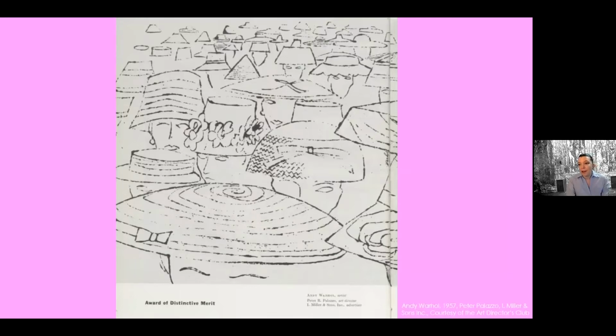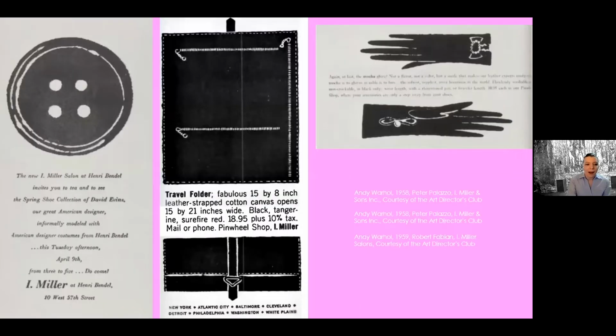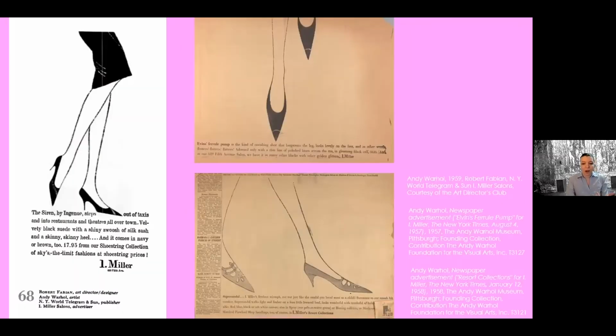So the Art Directors Club recognized several I. Miller ads that were about other accessories sold by the company. Warhol won an award of distinctive merit for this hat illustration, and then you see gloves and wallets and things like that. But in a lot of very minimal illustrations that don't necessarily show the details of the products themselves, he's still showing the style and personality of the brand without emphasizing the details of the individual products. And then that goes along with the shoe ads as well.